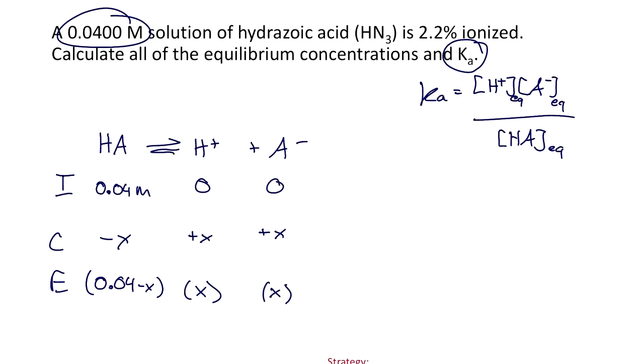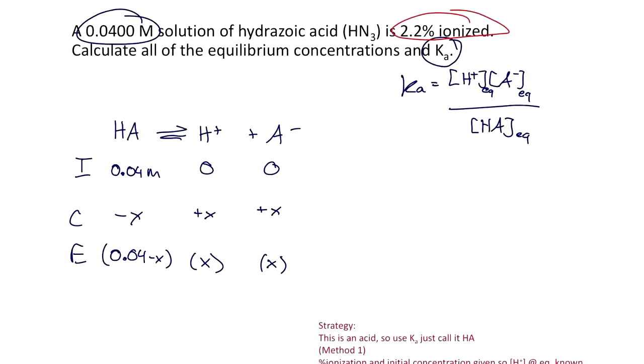And so there's one last piece of information we did not use yet that's going to give us a hint at the ice table. And what is the piece of information we didn't use yet? 2.2% ionized, yes, so we didn't use that yet. So remember what percent ionization is. That is one of the equations that you get on this exam. Percent ionization is equal to your H plus concentration at equilibrium over your initial concentration of your weak acid. Or if this is a base, then it would be hydroxide over initial base concentration. So that is percent ionization.